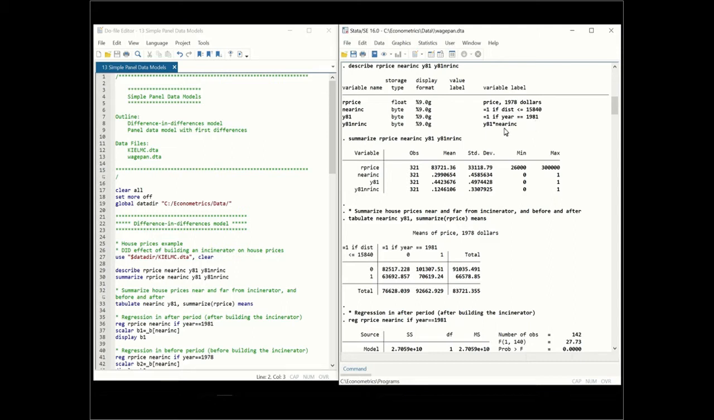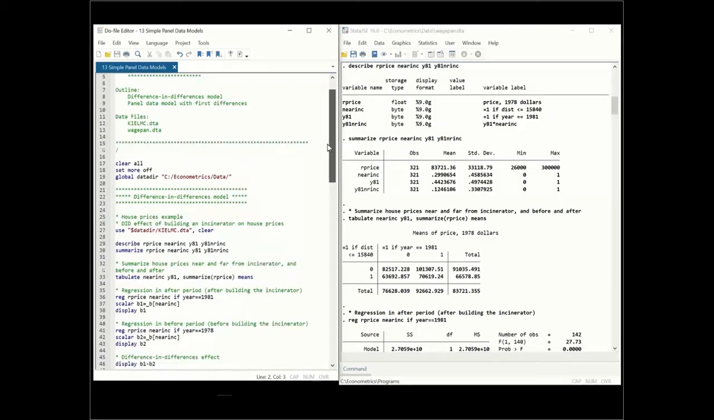1981. And then we would have the interaction term of the dummy variable for the time period and the dummy variable for the treatment, which is being near the incinerator. So that would be the interaction term. That is a key in a difference in differences model. So let's first consider regressions in the after period and then regression in the before period.